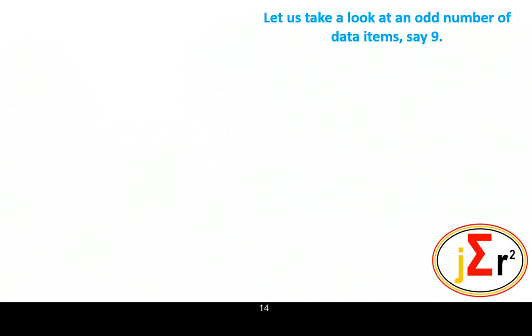Let us take a look at an odd number of items on this occasion. So we have taken a look at what happens when we have an even number of items. Now we will take a look at what will happen when we have an odd number of items. And we are saying that odd number of items is 9. So there we have our data set.